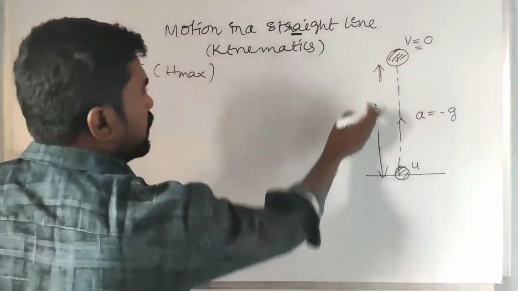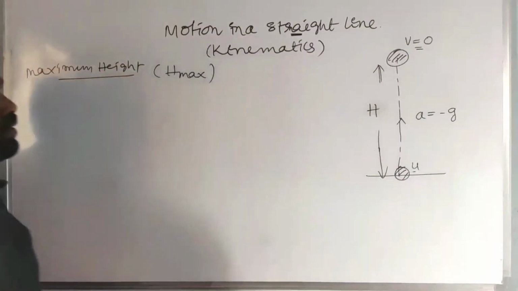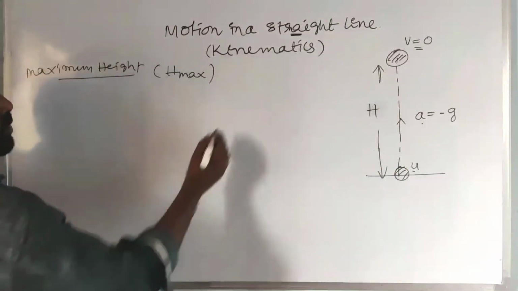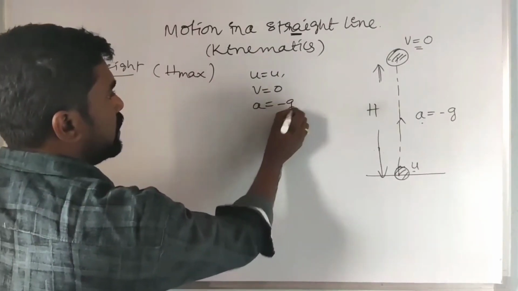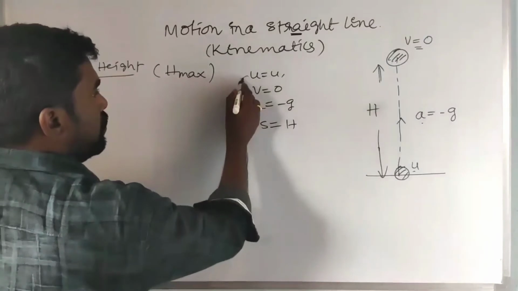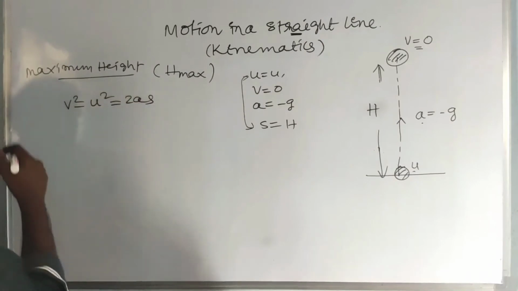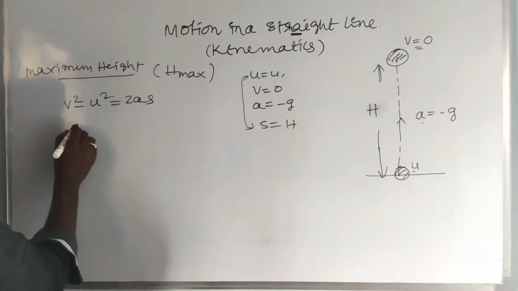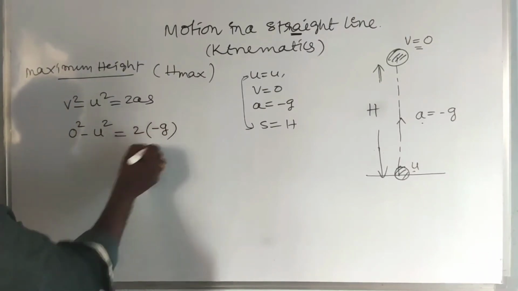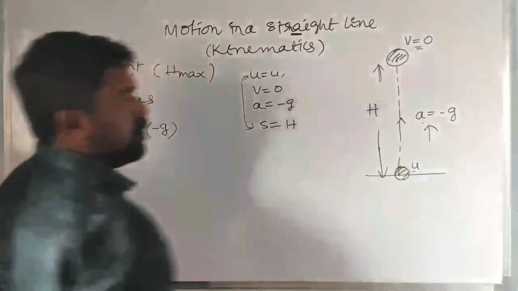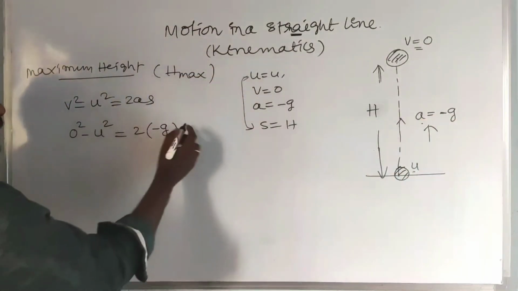Here we know the initial velocity, the final velocity, the acceleration, and the displacement. So u is equal to u, v is equal to 0, a is equal to minus g, and s is equal to h. The equation with these four terms in the laws of motion is v square minus u square is equal to 2as. Here v is equal to 0, so 0 square minus u square is u square, equal to 2 into a, which is minus g, because the body moves in the upward direction. In the upward direction, the acceleration due to gravity is negative, and s is equal to h.